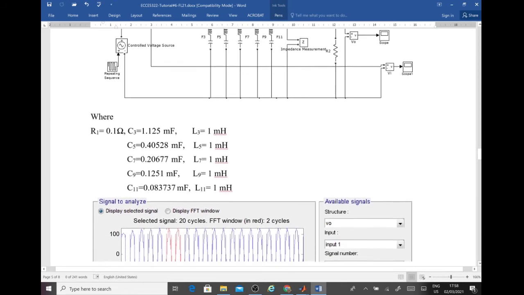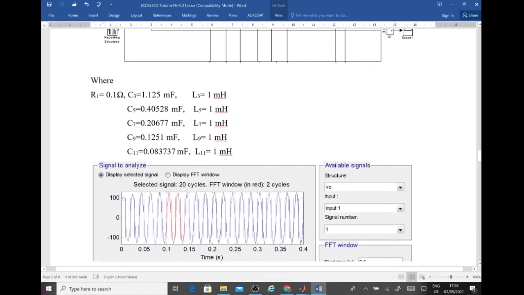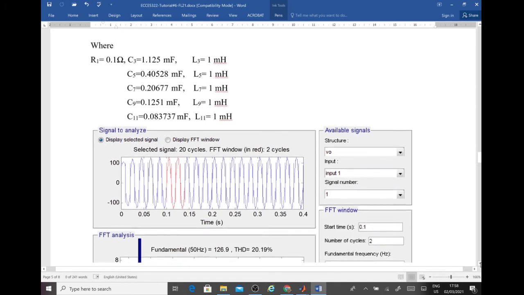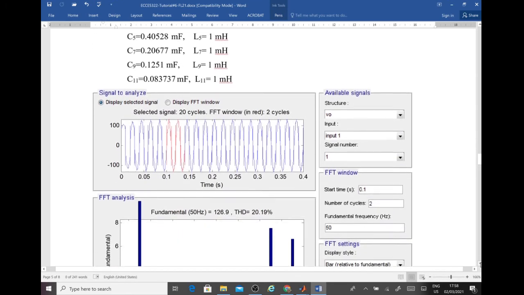So this is how the voltage will look like after we place a filter to get rid of the third, the fifth, seventh, ninth, 11th. This is how the waveform will look like. And now if we do Fourier analysis for the signal, this one will be the result.